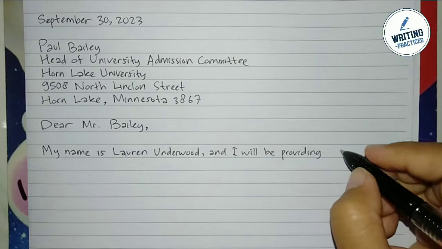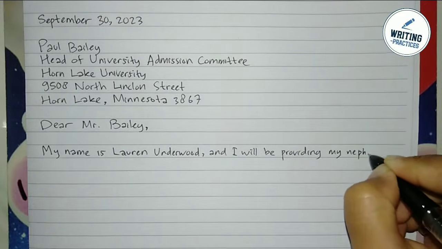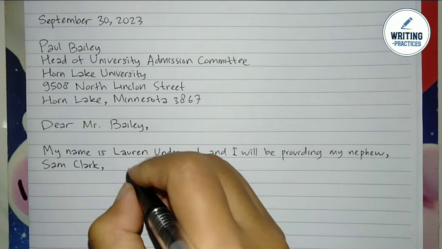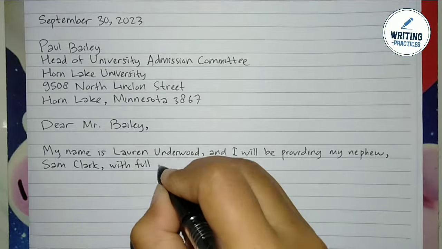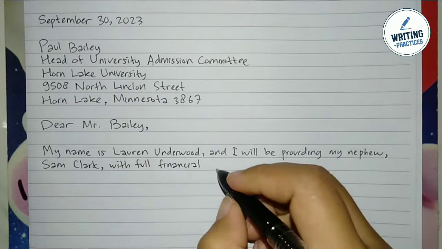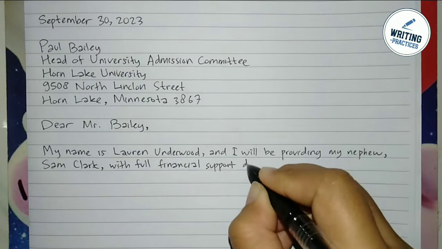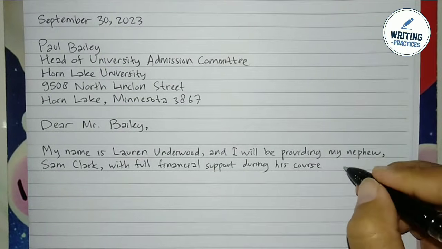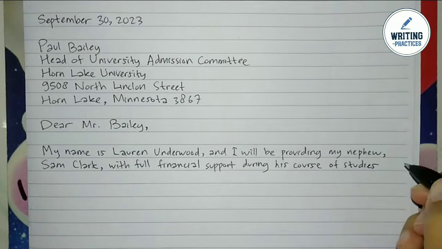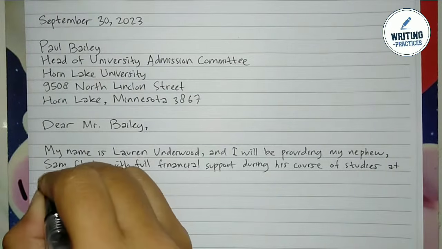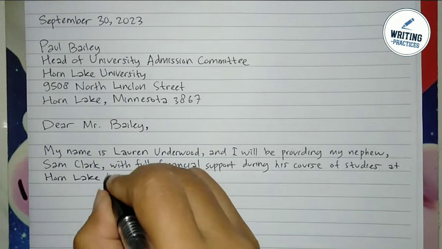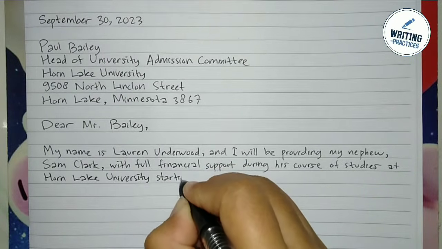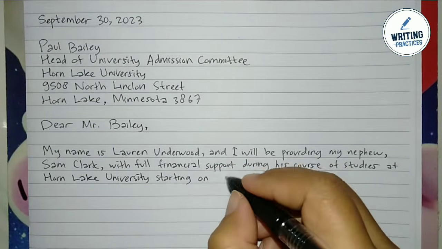When you mention the person, you must write the full name. Not only that, mention also your relationship with the person. In this example, the writer wants to provide financial support for his or her nephew. And then, write what the financial support is for. In this example is for course of studies at the recipient's university. Of course, you must write the name of the university.